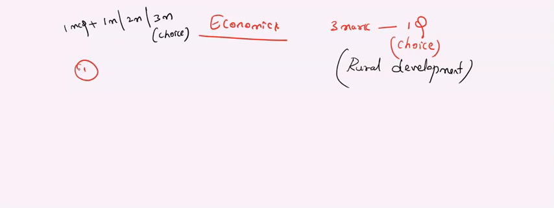First question: explain the objectives of economic development. Next, what is HDI? How is it calculated? It's a 2-mark question. Explain the objectives of economic development, 2 marks. What is HDI, 2-mark question. How is it calculated?